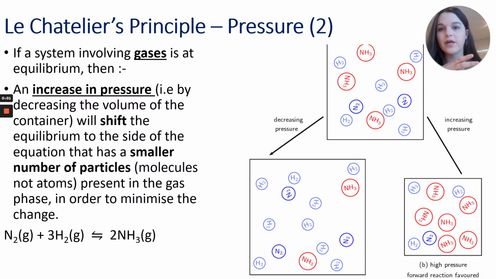Okay, so today we're going to move on to look at pressure. So we've looked at concentration changes so far, and that if we add something, the system responds to minimize the change by using it up. If we remove something, the system responds to minimize the change by making more of it, or to replace whatever was lost. So we're going to move on today to look at if we changed the pressure.